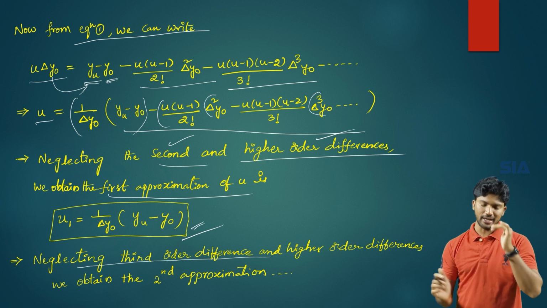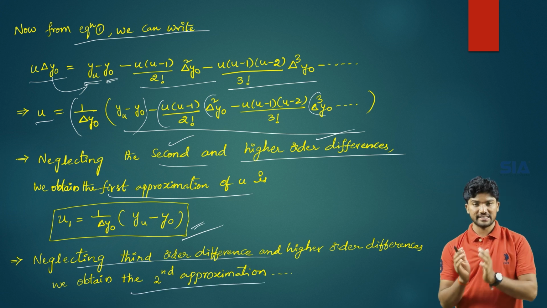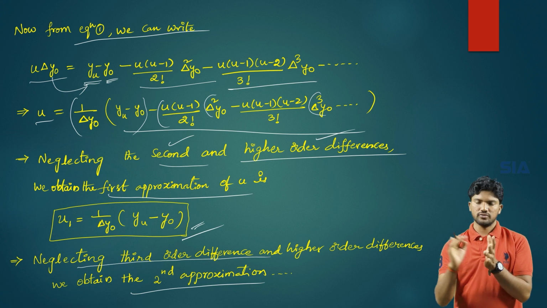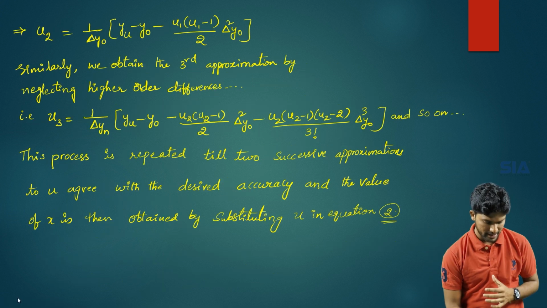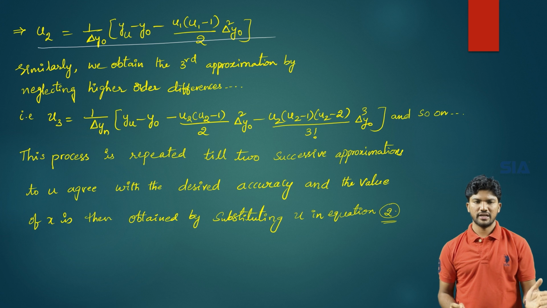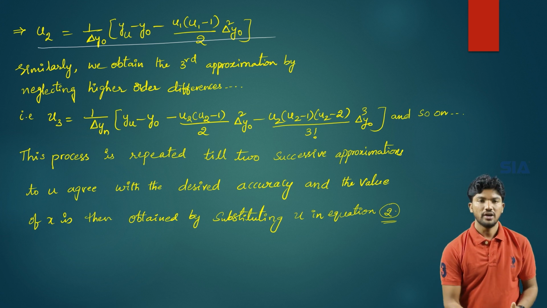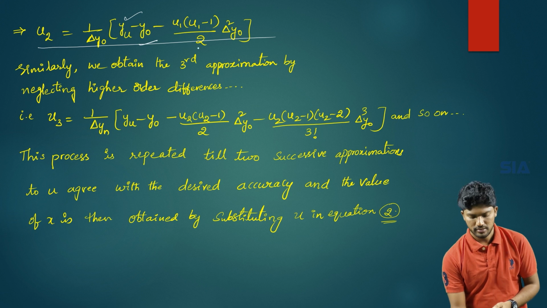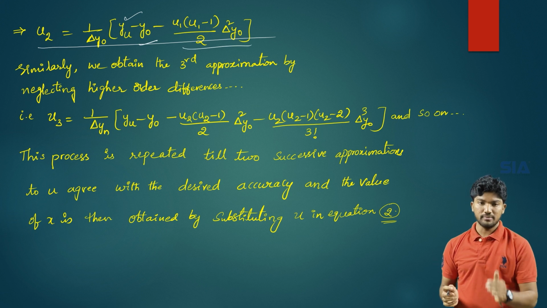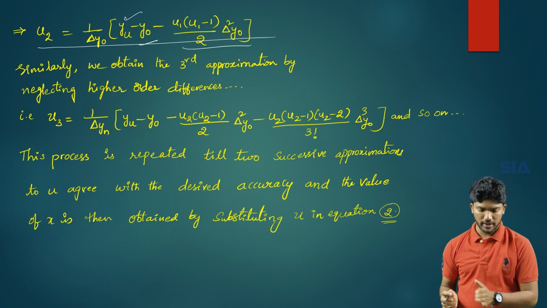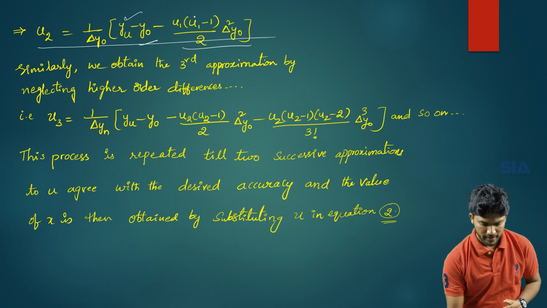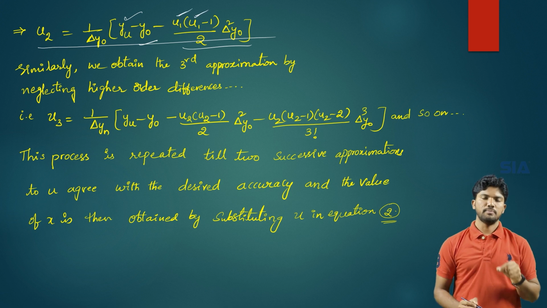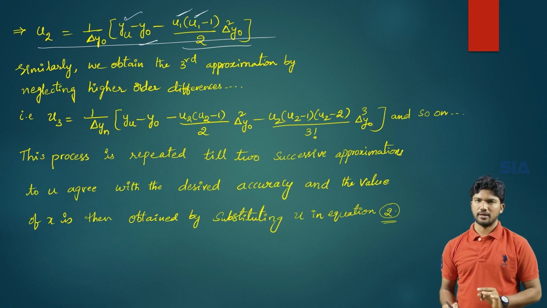To get the second approximation, we have to ignore the third approximation and fourth, fifth, all higher orders. Then you will get u suffix 2, which I indicate as u suffix 2 is equal to 1 by delta y naught, y suffix u minus y naught, minus u suffix 1 into u suffix 1 minus 1 by 2 into delta square y naught. Here in place of u we have u suffix 1. You need to be very careful when you write the second approximation.